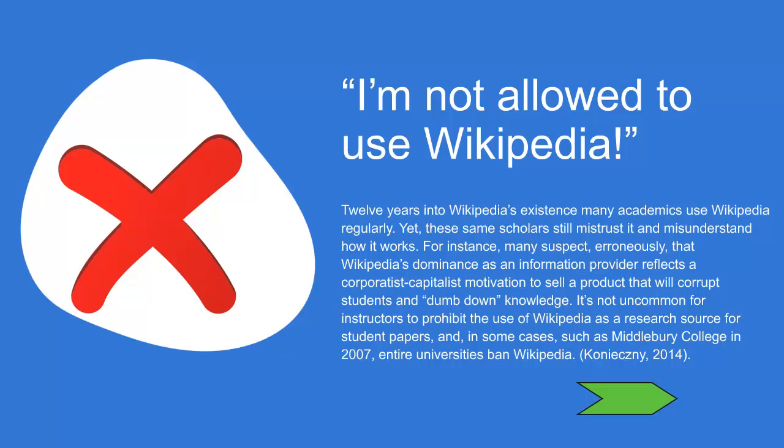I'm not allowed to use Wikipedia. This is likely something you've said or been told, and the reality is, while there are reasons not to allow the use of Wikipedia for research, avoiding Wikipedia outright or banning it can have a detrimental effect on both student learning and on the relationship between educator and learner.